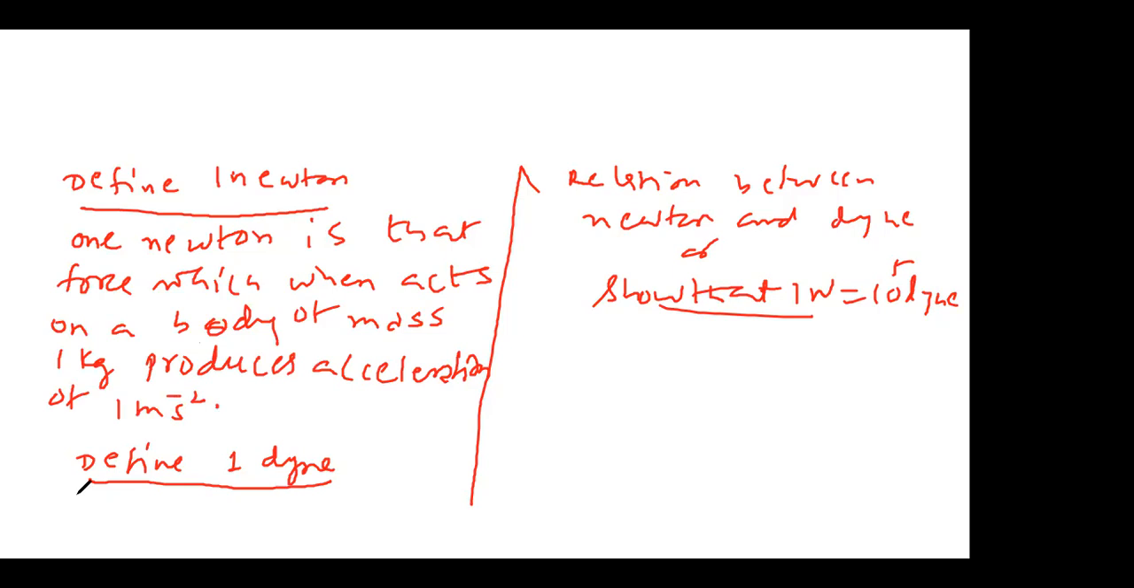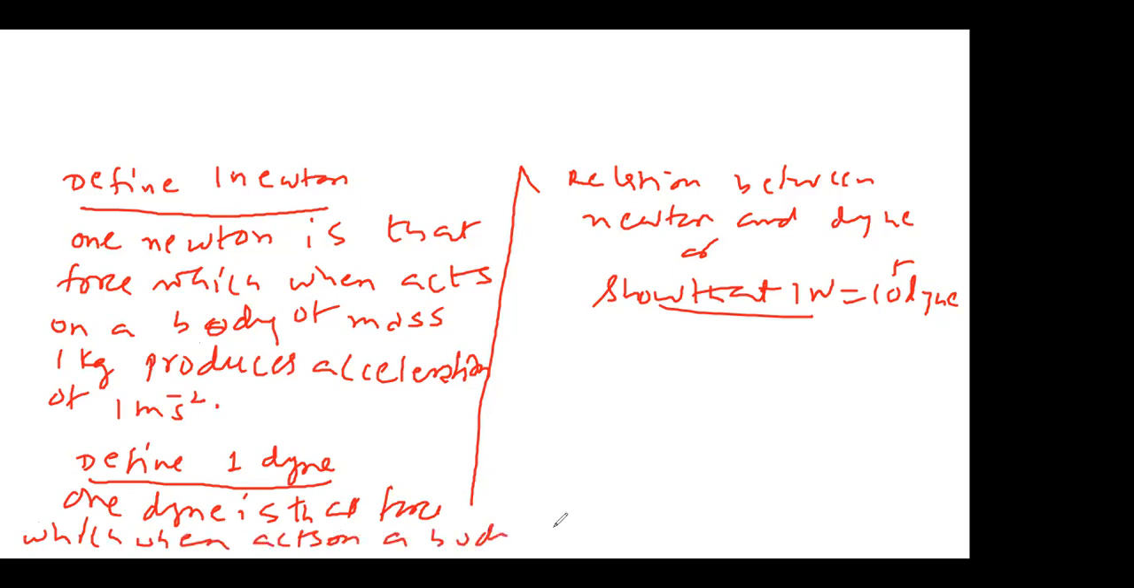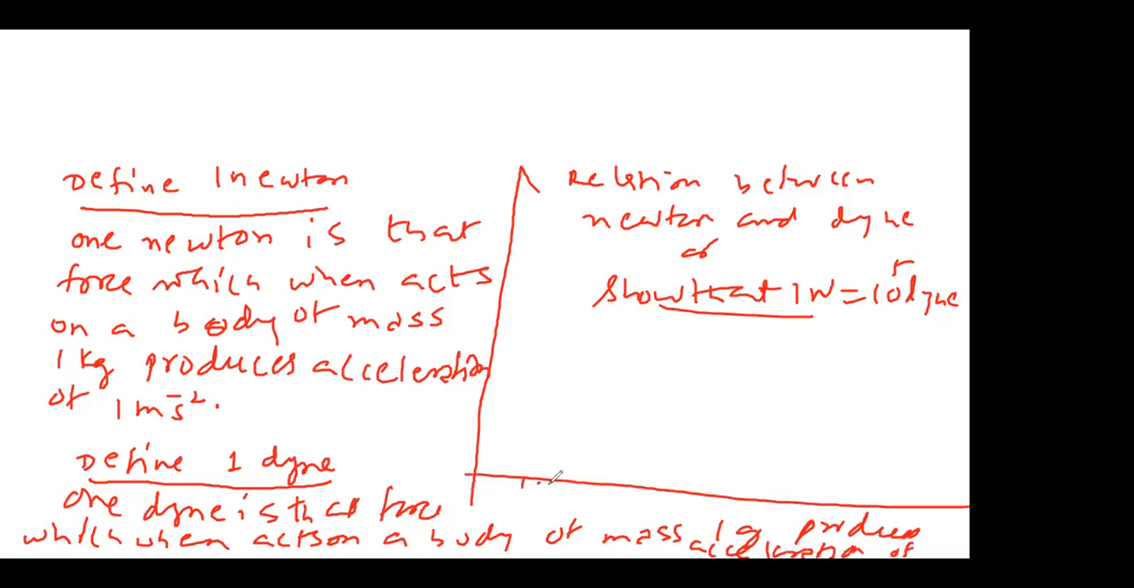Similarly, 1 dyne is that force which, when it acts on a body of mass 1 gram, produces an acceleration of 1 centimeter per second square. Show that 1 Newton is 10 raised to 5 dyne. Most schools ask this either for 1 mark in filling the blanks or for a 2 mark proof.